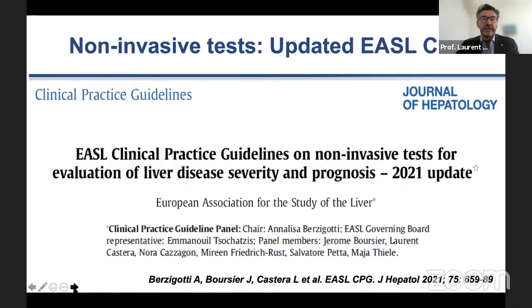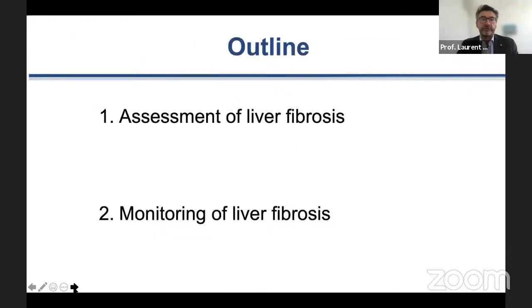I just want to stress that there is a recent update of the APASL guideline on non-invasive tests, now published in the September issue of the Journal of Hepatology, and I will refer to them. I will also focus my talk, for the sake of time, mainly on NAFLD, because this is where the field is going, and this can also be applied to alcoholic liver disease. So there will be two parts: assessment of liver fibrosis and monitoring of liver fibrosis.